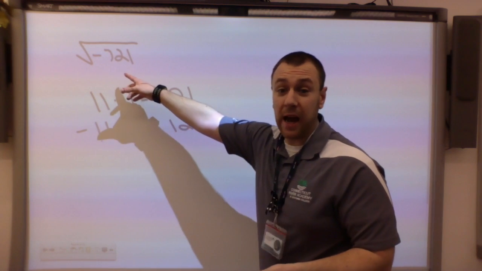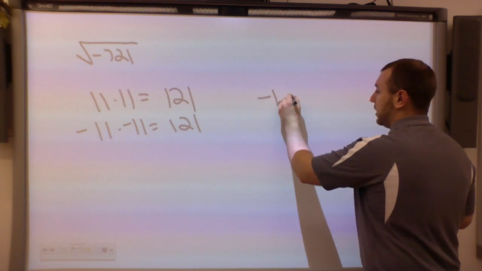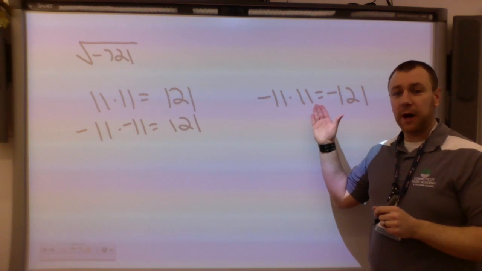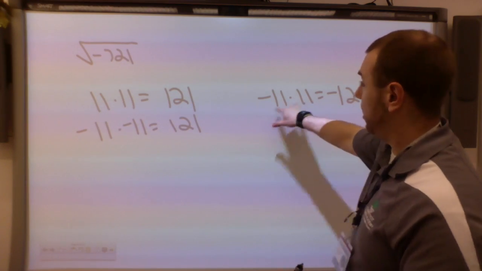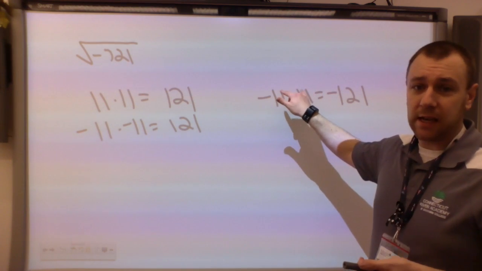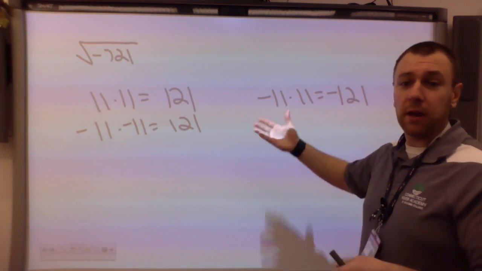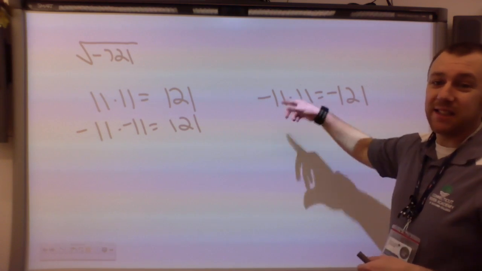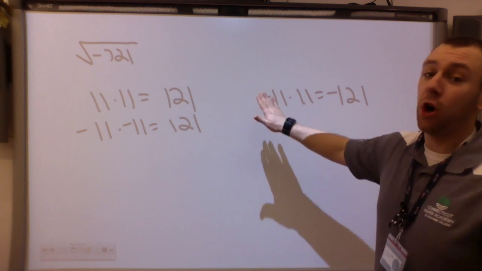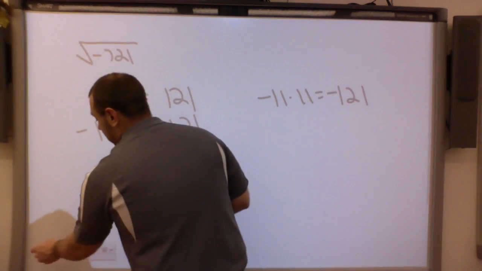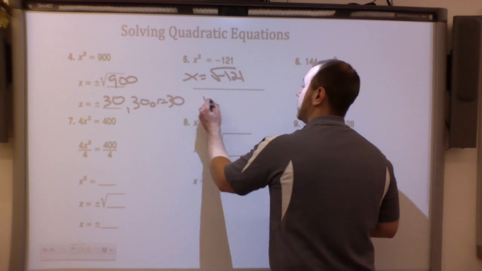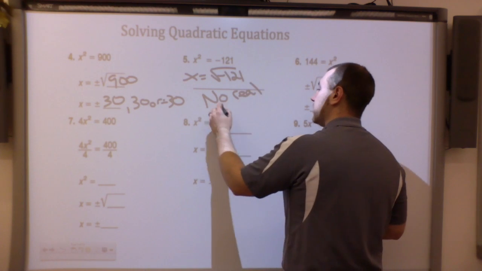The only way I can get a negative 121 is a negative 11 times a positive 11. Now, is that what the square root is asking? A number times itself? These numbers are not the same. You might look at them and say, oh, well, they're both 11. No, this is 11, this is negative 11. They're not the same number. I would rather have $11 in my pocket than owe $11. So, when you have a square root of a negative number, there are no real solutions.